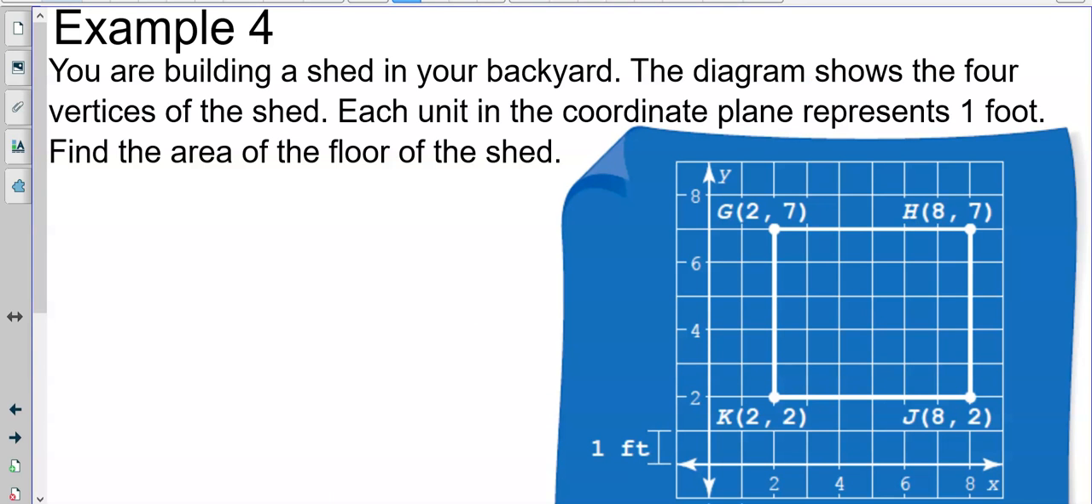All right, example 4. You're building a shed in your backyard. The diagram shows the 4 vertices of the shed, the corners. Each unit in the coordinate plane represents 1 foot. Find the area. So this is an easy one. We're just going to count.